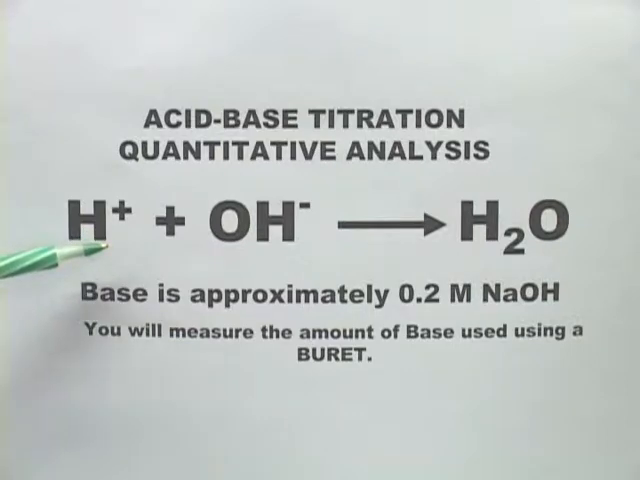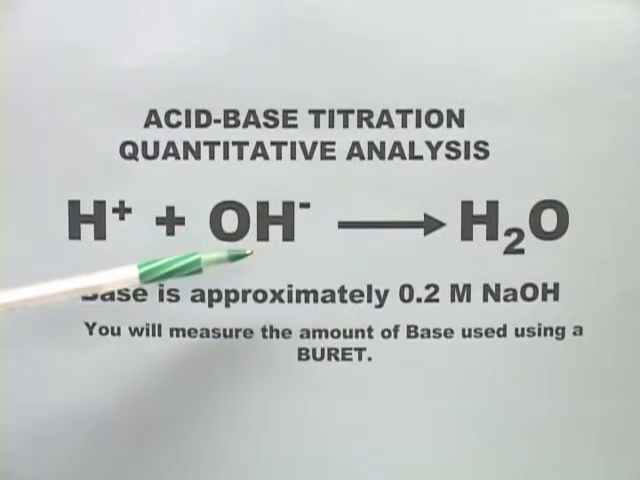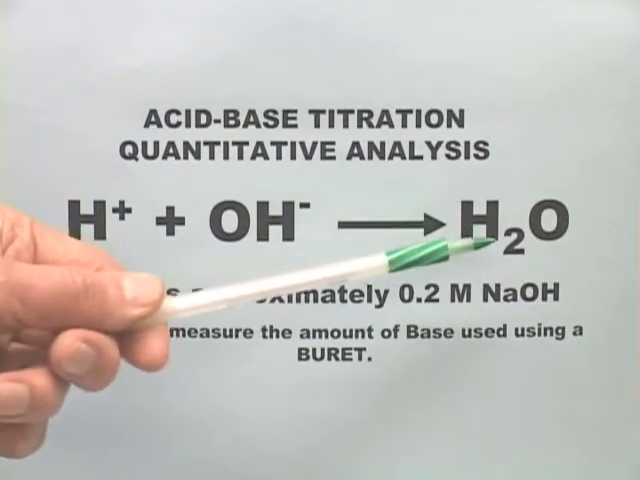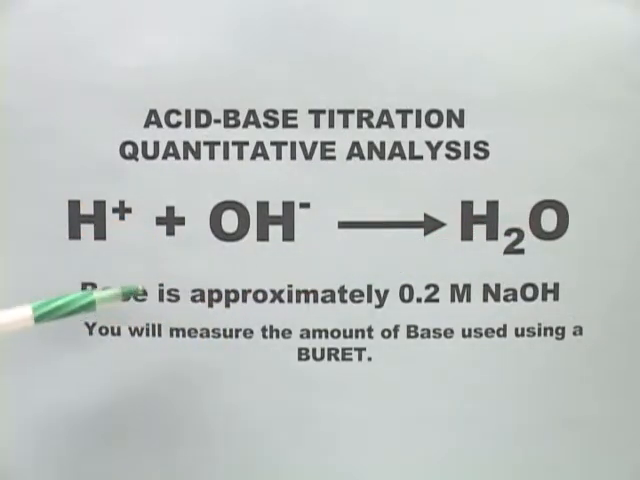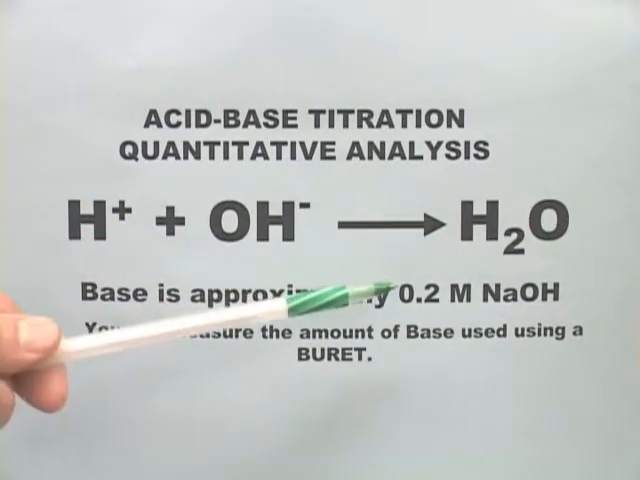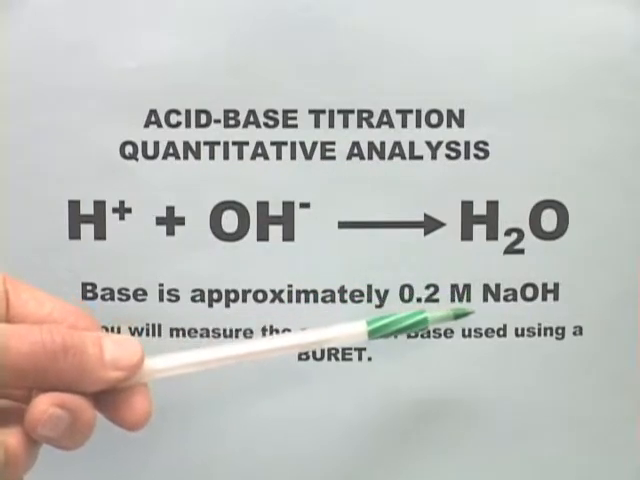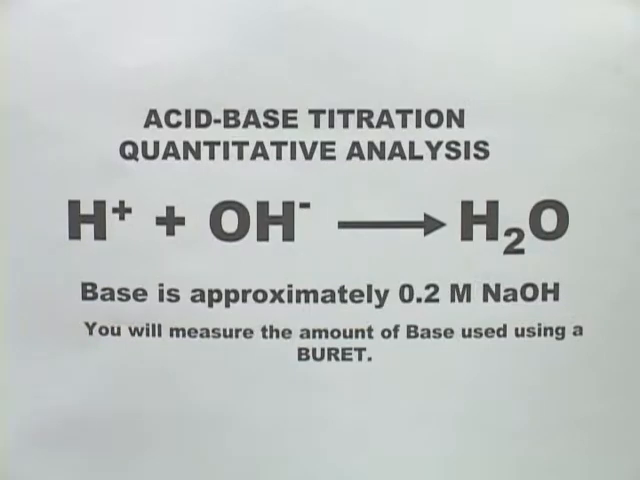Essentially, you have an acid, which we represent here as a hydrogen ion, reacting with a base, which we represent here as a hydroxide ion. This reaction then produces water. Now, the base which we're going to use is an approximately 0.2 molar sodium hydroxide solution. And you will be using that single base throughout this whole experiment.